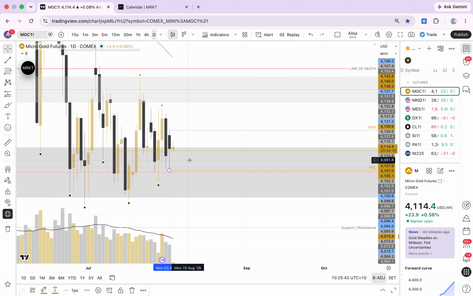So we traded yesterday almost completely within the previous day range. So we're very consolidated. We're right here in the middle at the moment. And so we're just going to wait and see what price does. Currently bullish, hopefully heading up to the previous day high, break and retest that for heading on up towards the line of death.